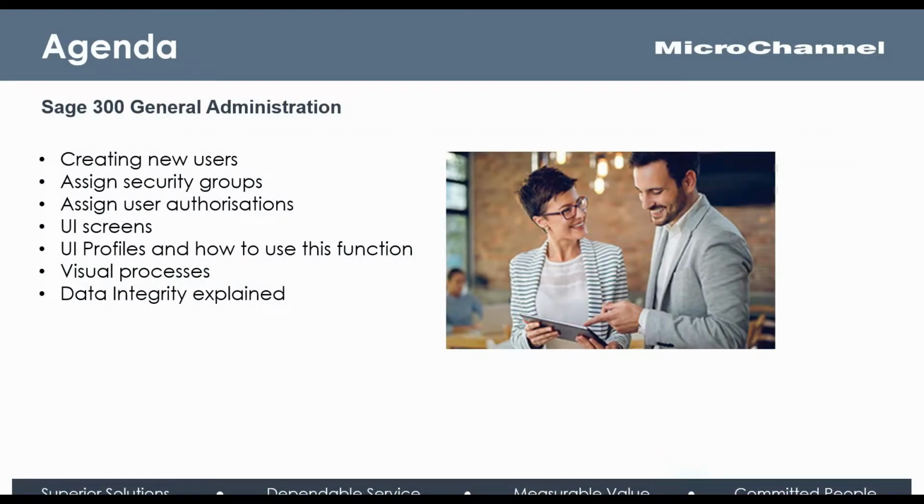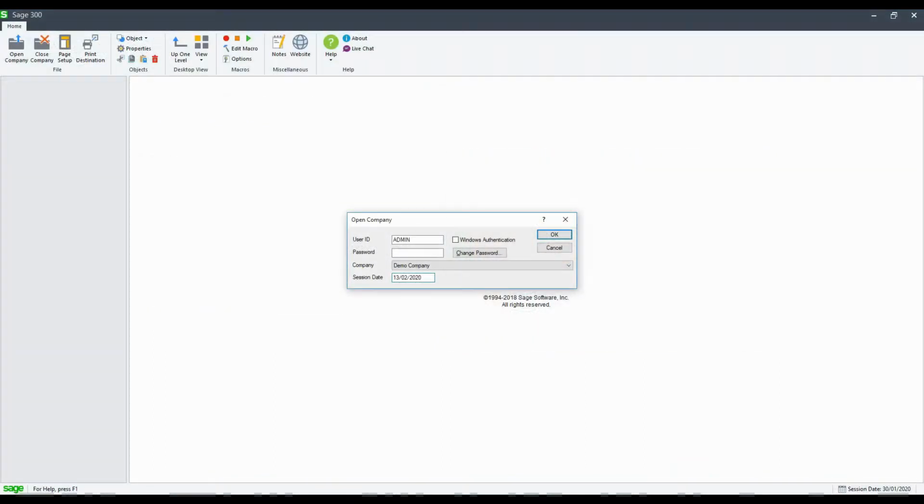So if you look at the agenda today, we'll be covering creating new users, assigning security groups to those users, some authorization settings. I'll talk about UI screens, which is basically user interface screens, also the profiles that go with that, looking quickly at visual processes, which are basically one screen does all in terms of a module, for those that are not familiar with those screens, and a bit of data integrity explained as well. So I'm going to jump straight into my Sage desktop environment.